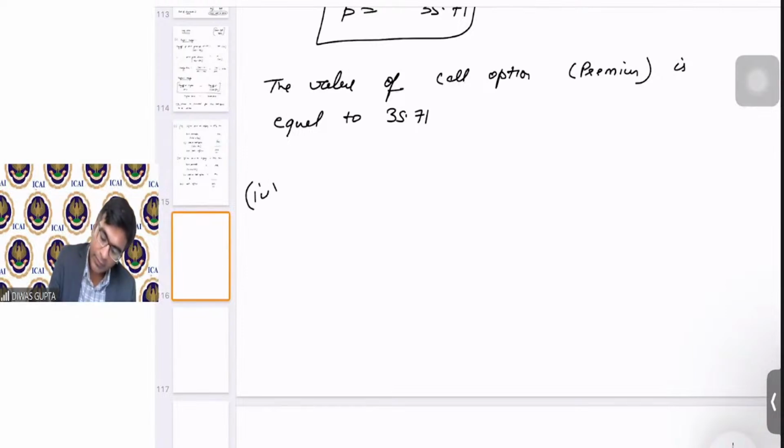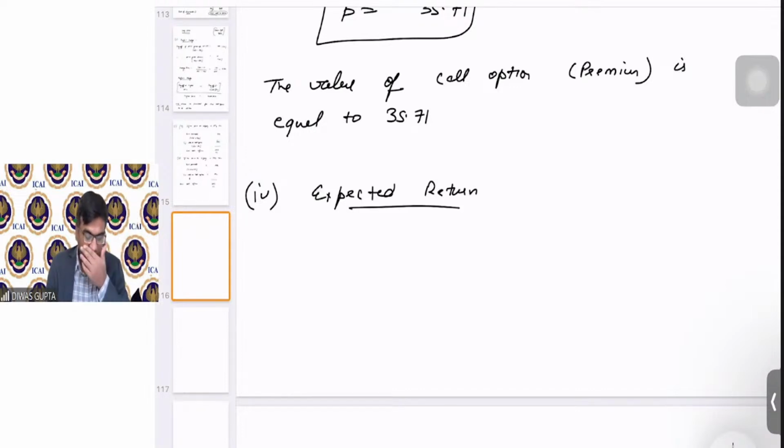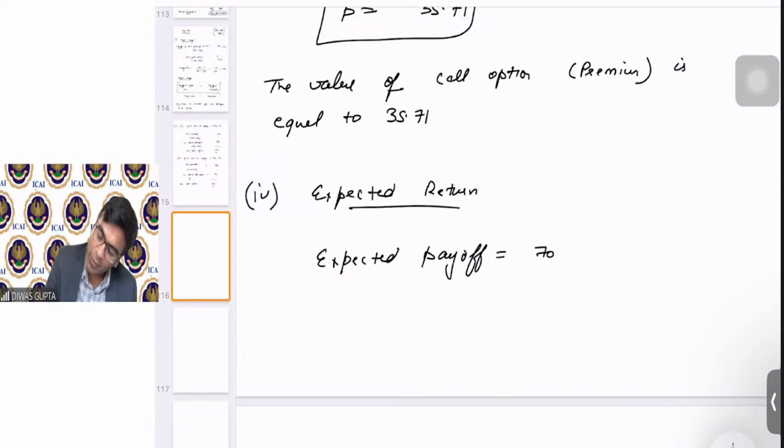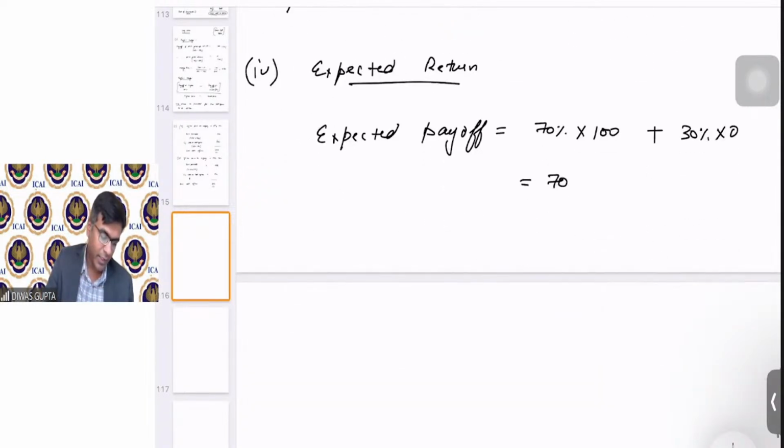So the fourth part, expected return. If we see what the expected return is going to be, it is the expected payoff. We know 70% is the probability for 100 rupees, correct? In the first part of the question, it was given, plus 30% probability for 0 rupees, correct? So it becomes rupees 70. This is the expected payoff.